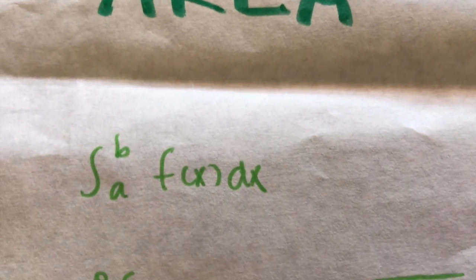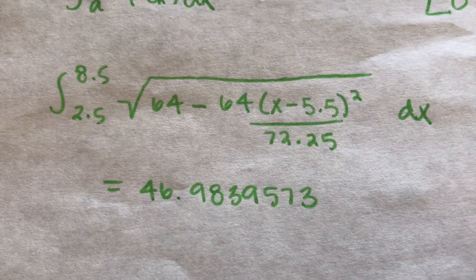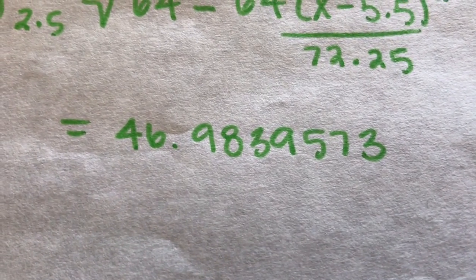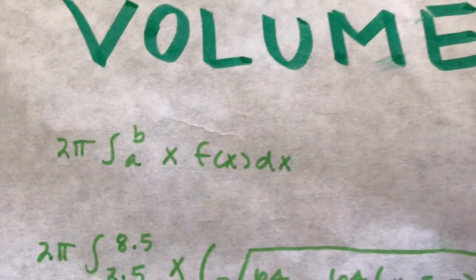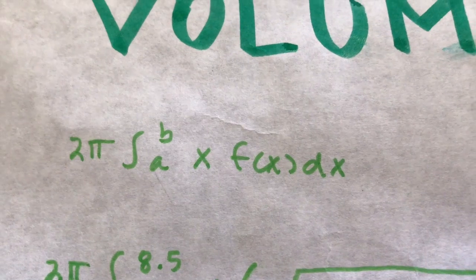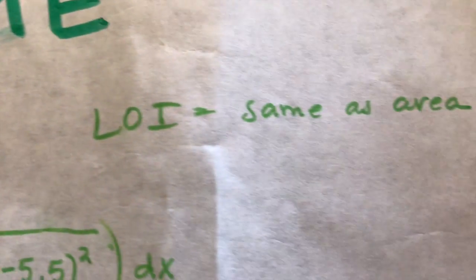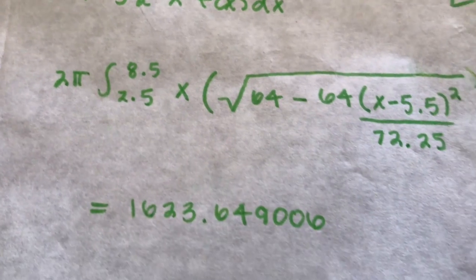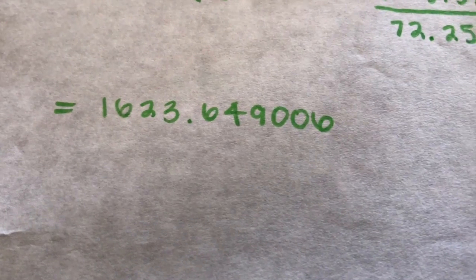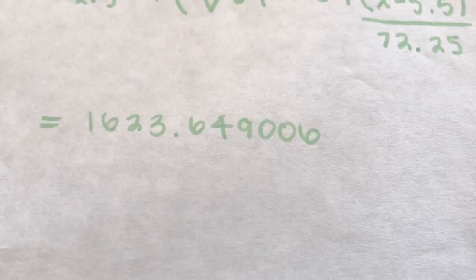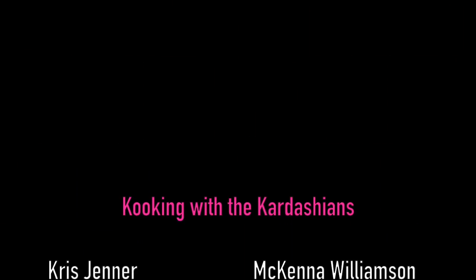For the area, we have the integral from a to b of f of x dx, and the limits of integration are 2.5 and 8.5. When we plug in our limits and our f of x, we get the answer 46.98397573 centimeters squared. For our volume, we have 2 pi times the integral from a to b of x f of x dx, and our limits are the same as the area. When we plug all these values in and type it into a calculator, we get the answer 1,623.649006 centimeters cubed. But in the end, it really doesn't matter because they'll all give you a very similar answer.